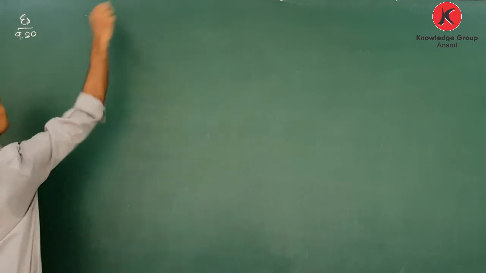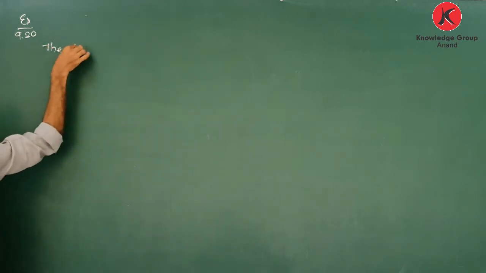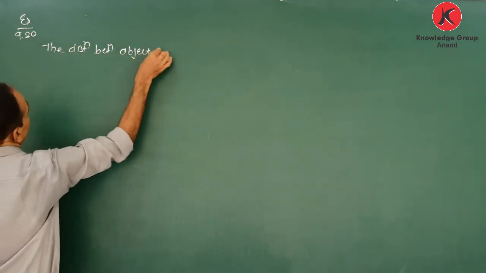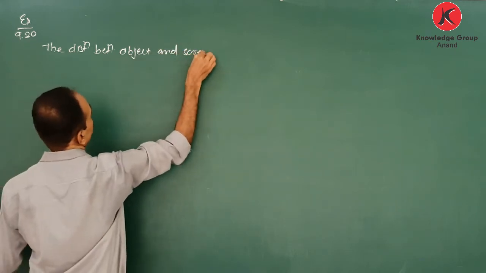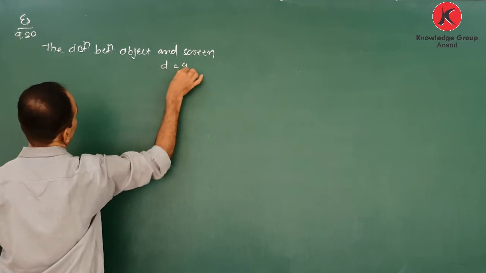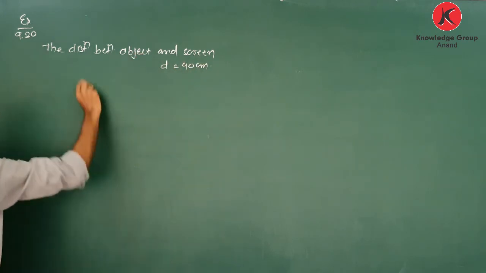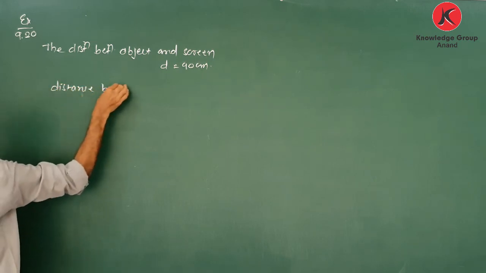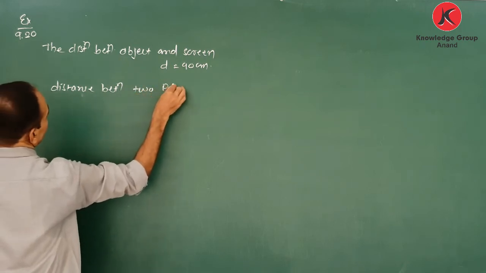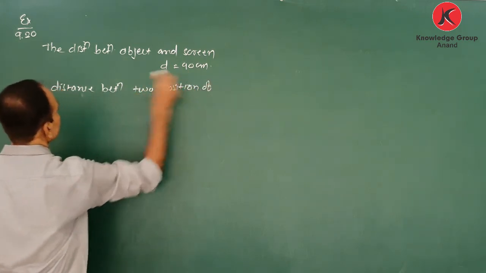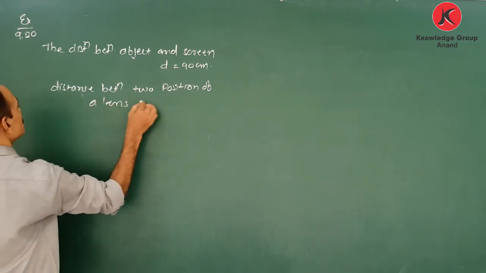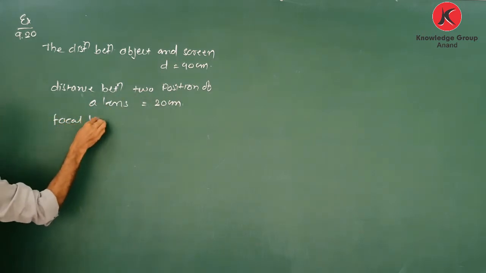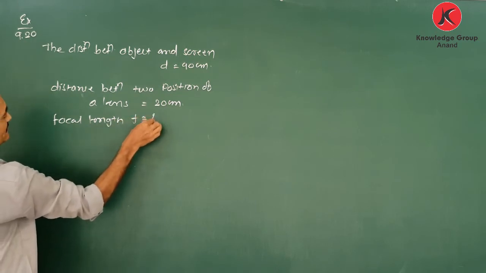Now listen here, first thing, the distance between object and screen, D, is given as 90 centimeter. And the distance between the two locations or the two positions of the lens is given as 20 centimeter. We have to find out the focal length f of the lens.